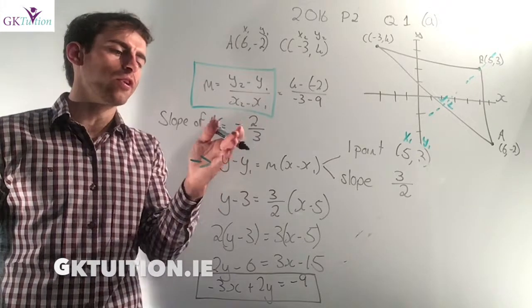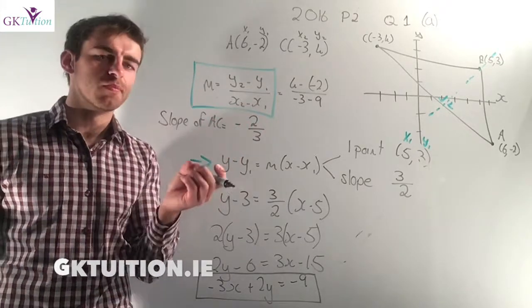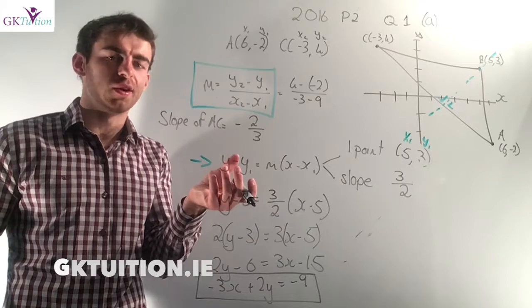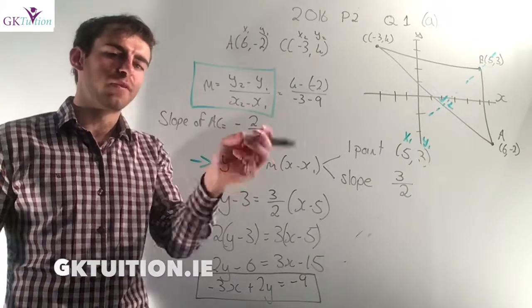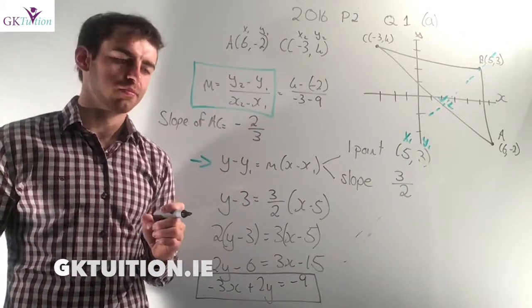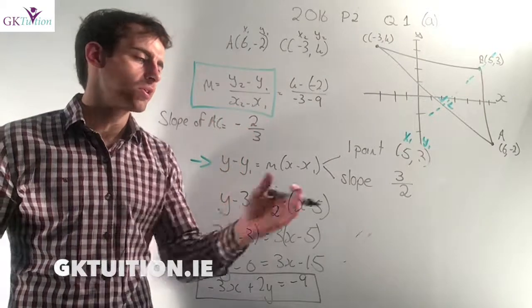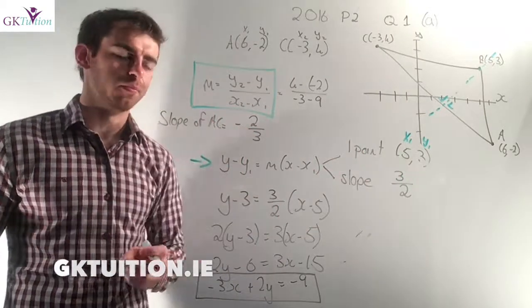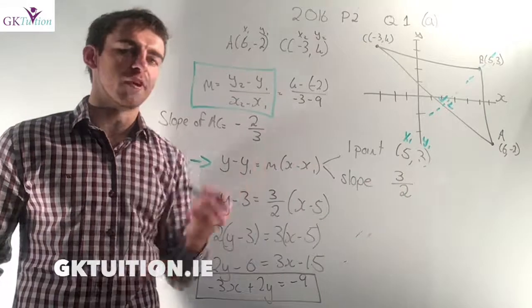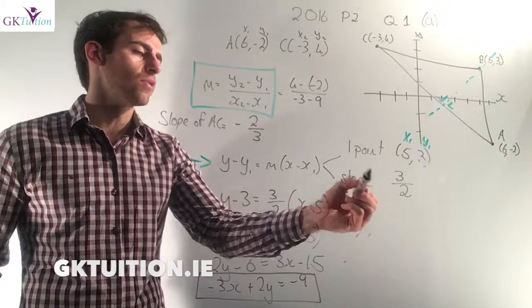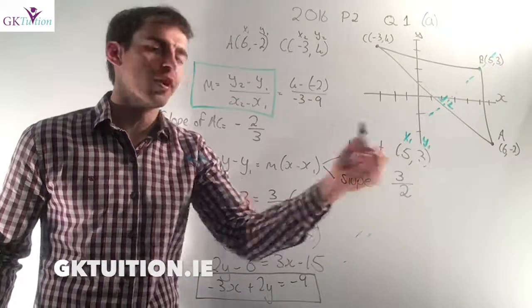And if I know the slope of AC is minus 2/3, in order to get the perpendicular slope, we get the reciprocal, we flip the fraction, and we change the sign. So rather than minus 2/3, it becomes plus 3/2. So I change the sign and I flip the fraction. So my slope is 3/2 and my coordinate is the coordinate 5, 3.